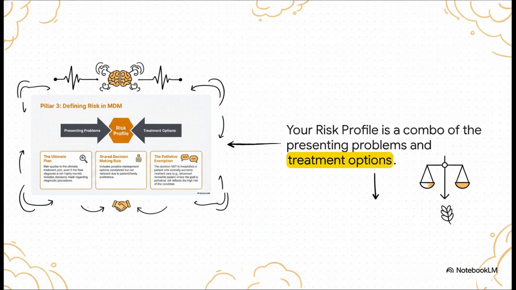And there are 3 essential rules here. The ultimate plan rule means the risk is based on what you considered, even if the final diagnosis turns out to be something simple. The shared decision-making rule gives you credit for discussing options, even if the patient says no. And the palliative exemption is key. Deciding not to hospitalize a palliative care patient can still be a high-risk decision.